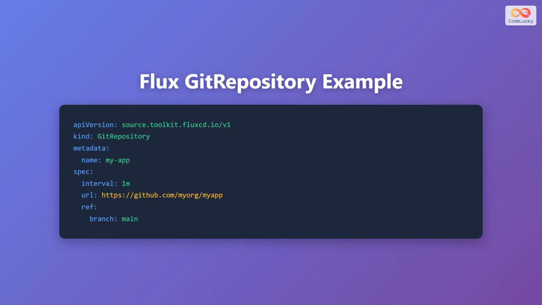Once this Git repository resource is applied, Flux will continuously poll the repository at the specified interval and detect any changes. When changes are found, Flux will trigger the synchronization process to apply those changes to your cluster. You would typically pair this with a Kustomization or Helm release resource that tells Flux what to do with the manifests found in this repository.